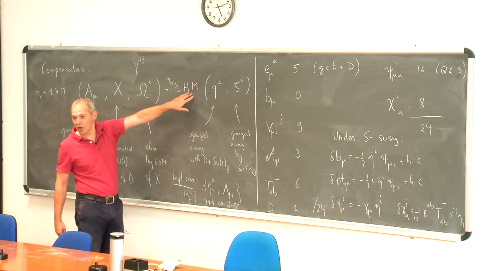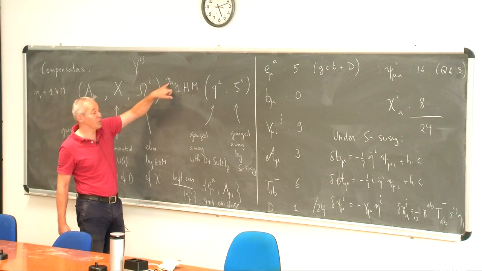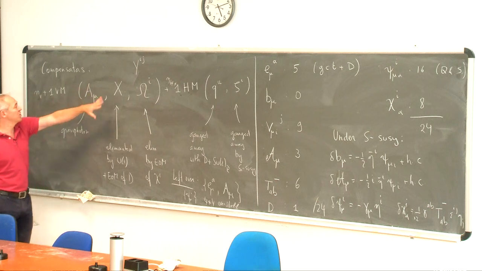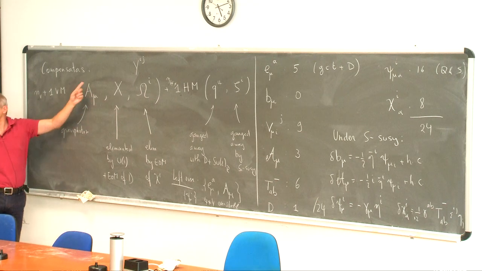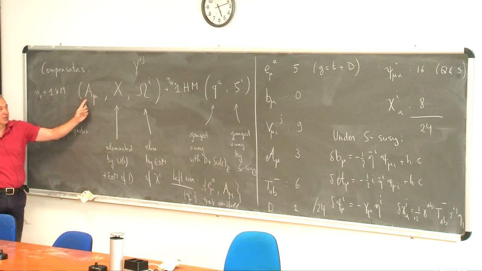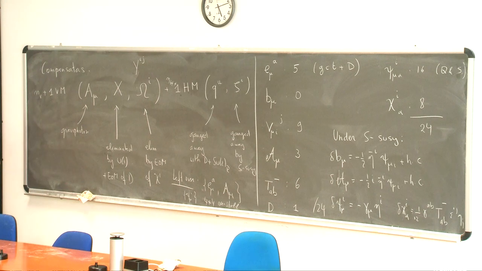The compensator is gone, so I end up with NH hypermultiplets. This compensator is also gone. The only thing left over is the graviphoton. So you have always one additional vector field, which is a graviphoton, on top of the NV vector multiplets that you have in the theory.